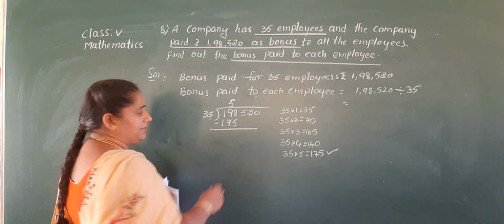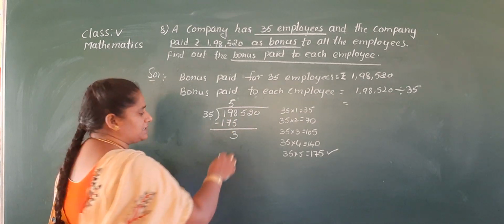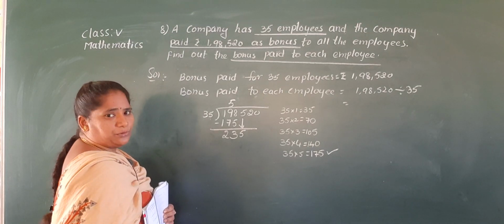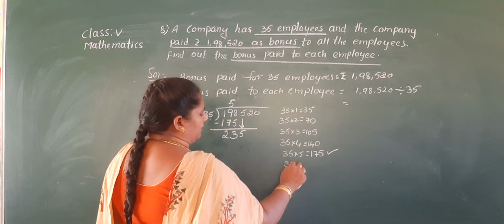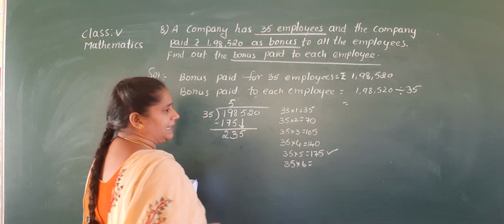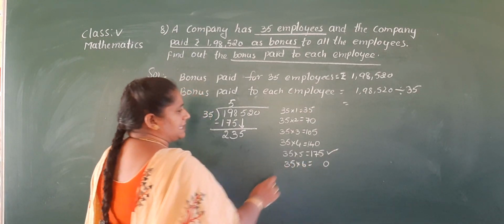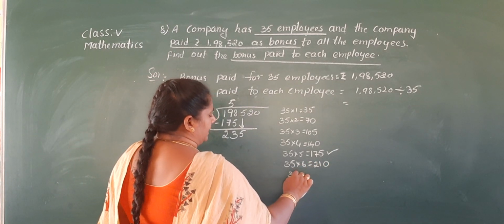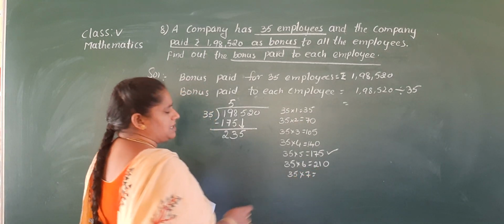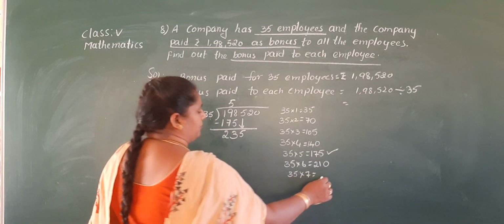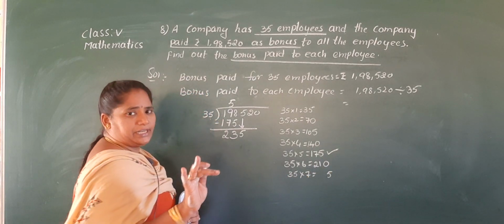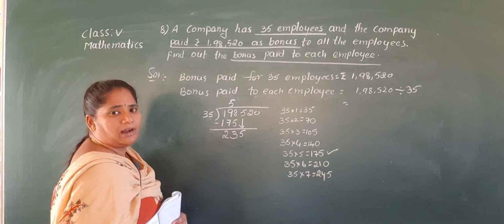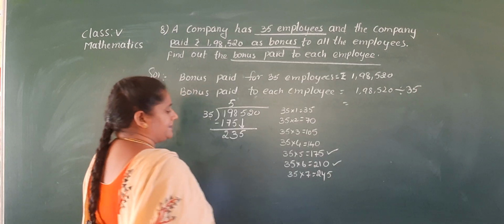So 8 minus 5 is 3. 9 minus 7 is 2. Now take down 5. Tell me the nearest number to 235. So 35 into 6: 6 fives are 30, 3 in hand, 0 is down. 6 threes are 18, 19, 20, 21, so 210. Next, 35 into 7: 7 fives are 35, 3 in hand, 5 is down. 7 threes are 21, 22, 23, 24, so 245. It's a big number, so we can't divide. So you take 6 times.